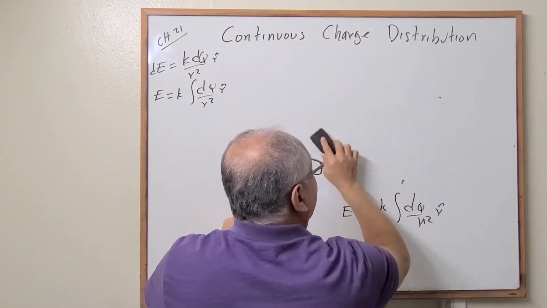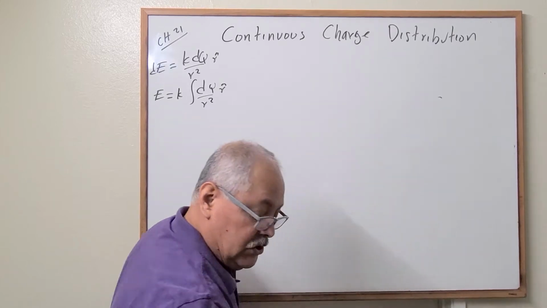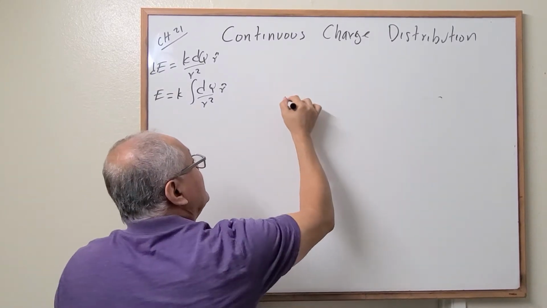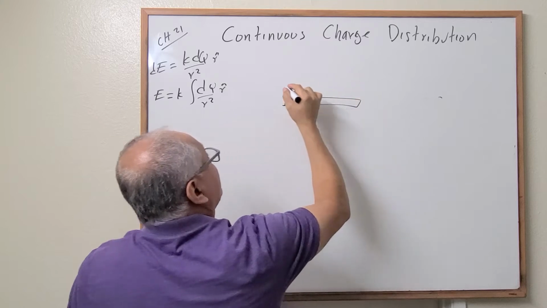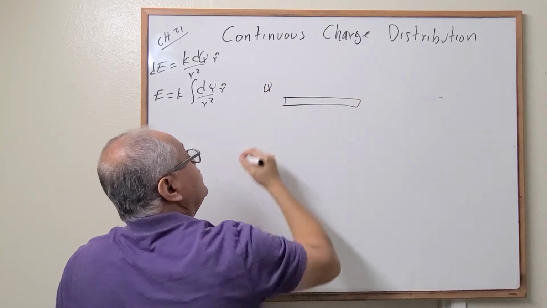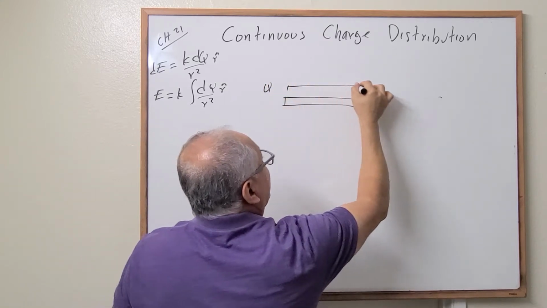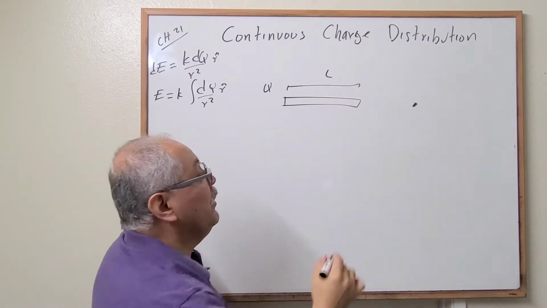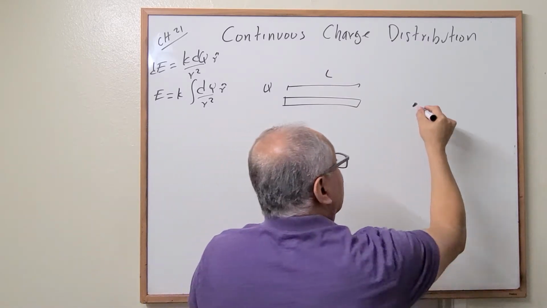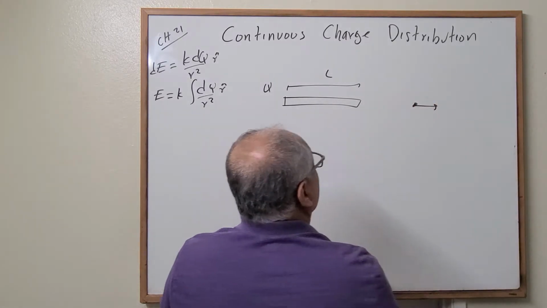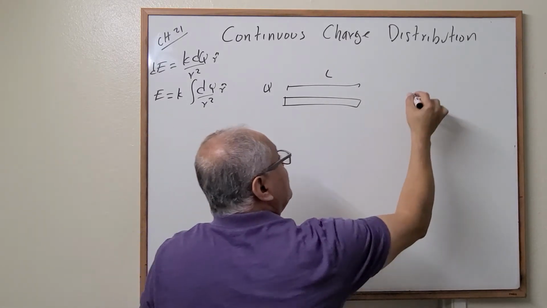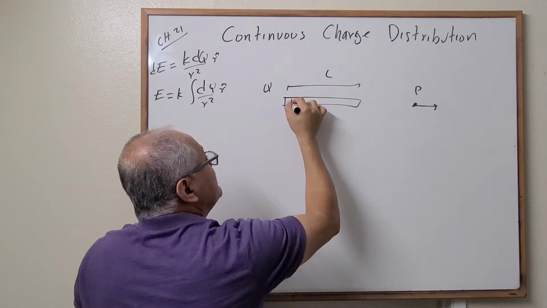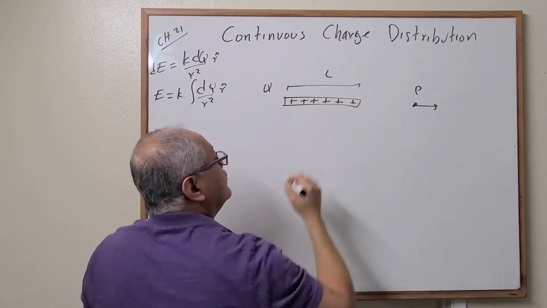Imagine that we have this charged rod right here. The charge is Q, and we have a length L. We're looking for the electric field at that point, in the x direction. So the electric field right here, point P.